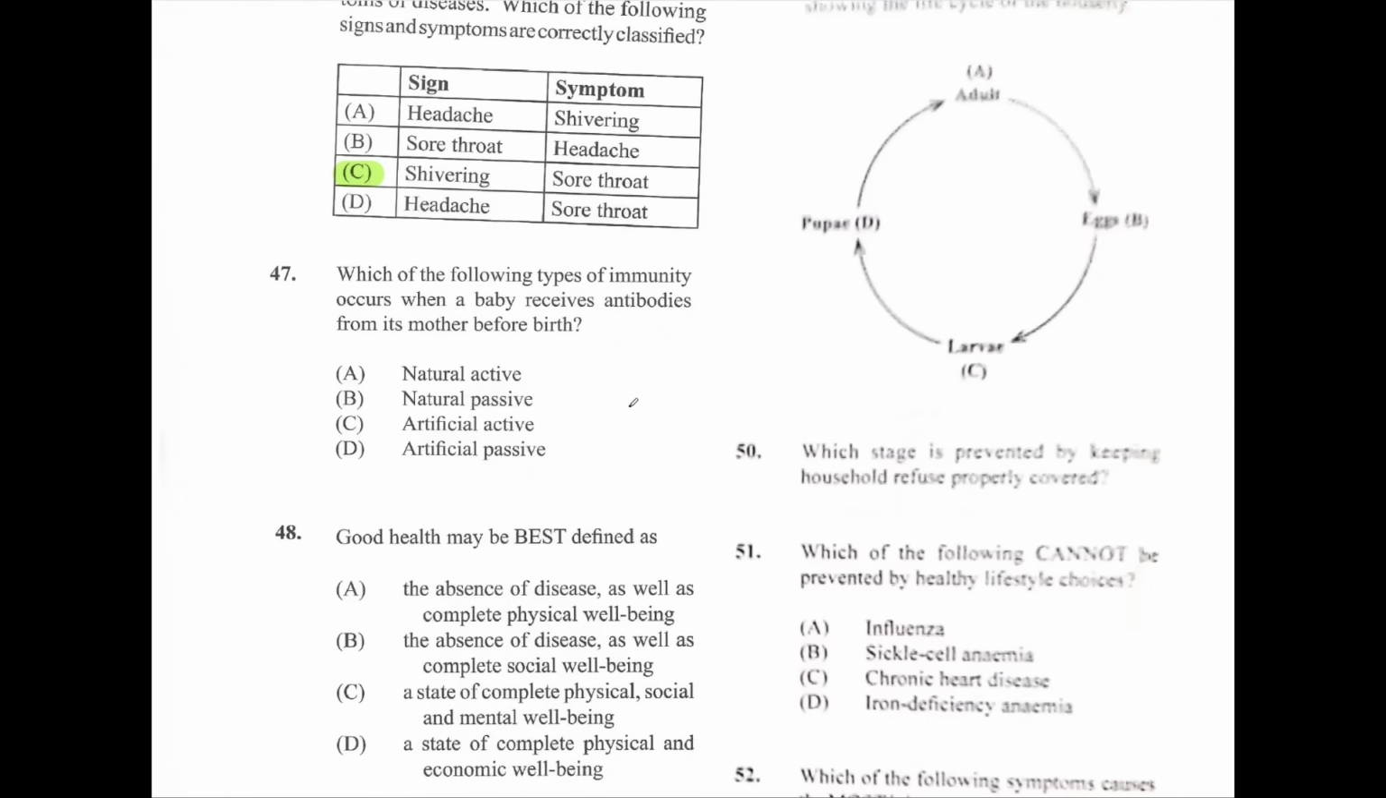Yeah. Which of the following types of immunity occurs when a baby receives antibodies from its mother before birth? So a baby's mother is its natural way, and the baby is not doing anything. The baby is just receiving. So that is natural and passive, which makes 47 B.